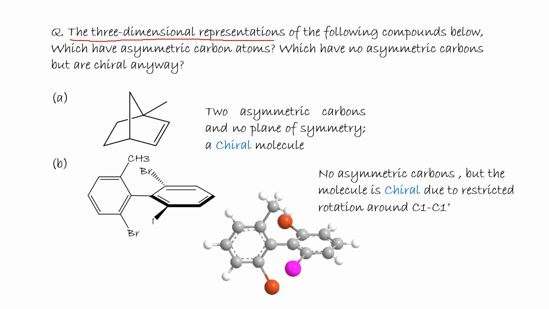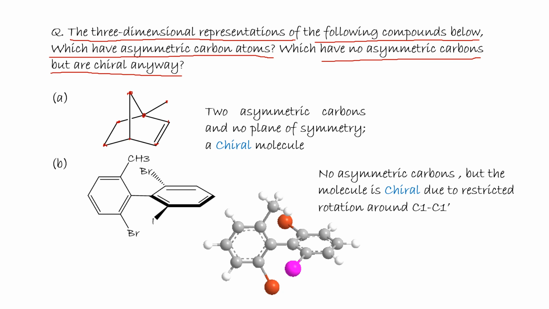Consider the 3-dimensional representations of the following compounds below: which have asymmetric carbon atoms, and which have no asymmetric carbons but are chiral anyway. For the first compound, we can check this asymmetric carbon. It has methyl, CH2, C double bond C, CH2, CH2, 4 different groups, so it is asymmetric. This carbon has 2 hydrogens, so it is not asymmetric. Again, this is not asymmetric, this is not asymmetric.